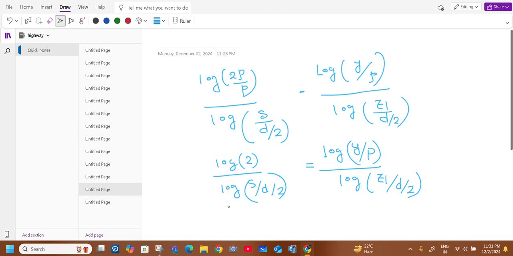Let us check: log 2p by p divided by log 2s by d by 2 equal to log y by p divided by log 2z1 by d.